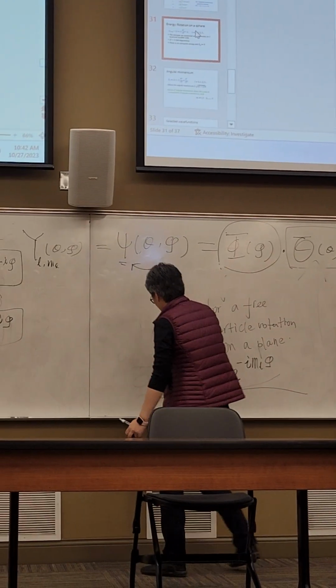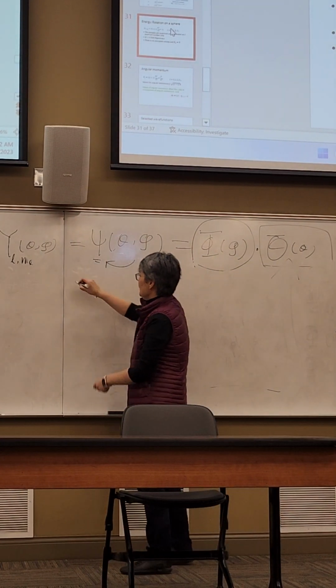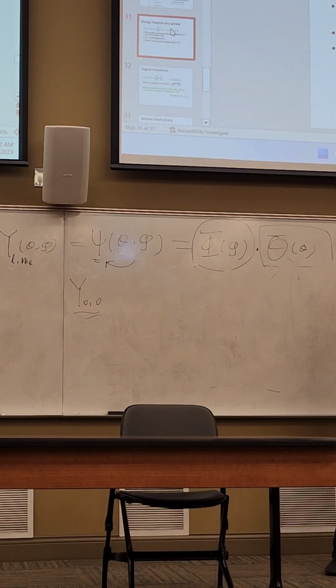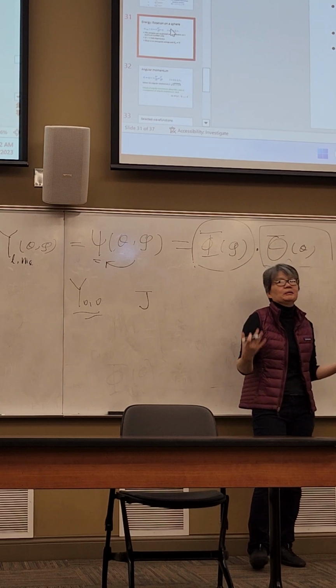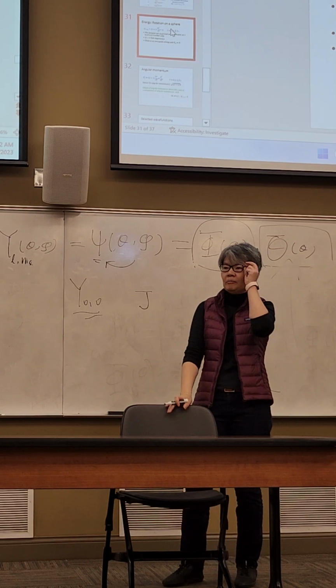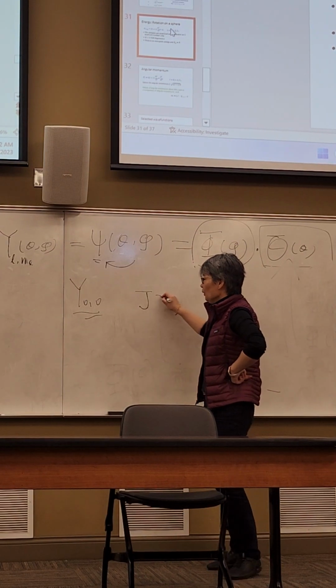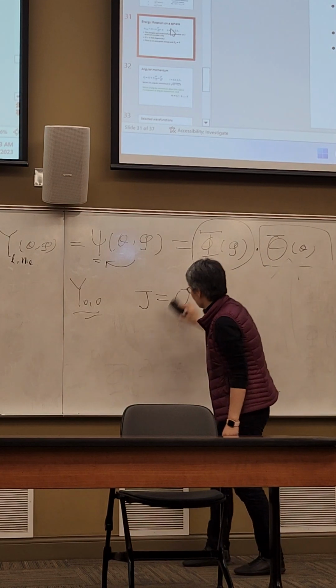Now, let's say this system is defined by the spherical harmonics of 0, 0. What will be the J value? If I measure the angular momentum, what will be the value? 0. Of course it will be 0. Why is it 0? Because J is determined by L.